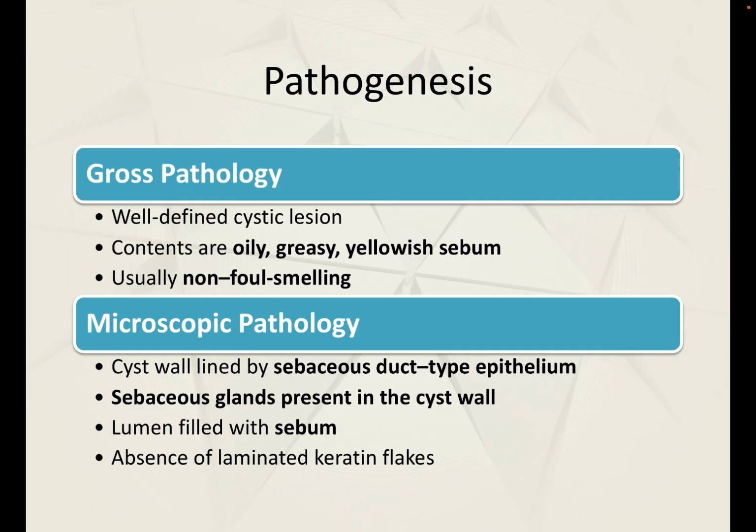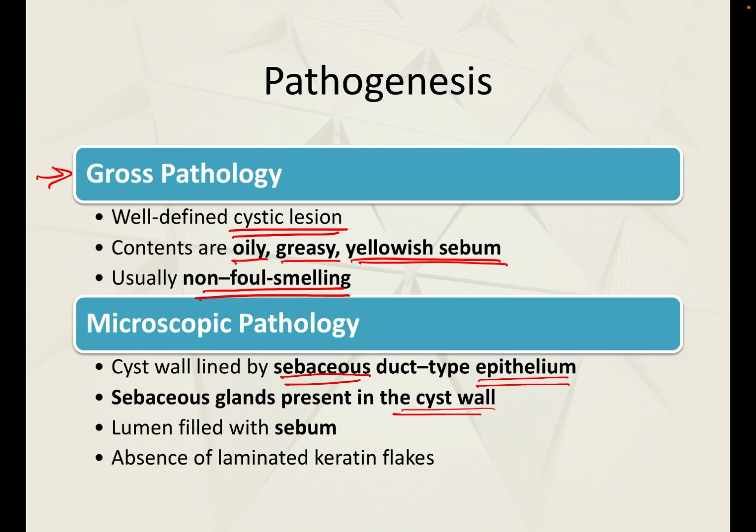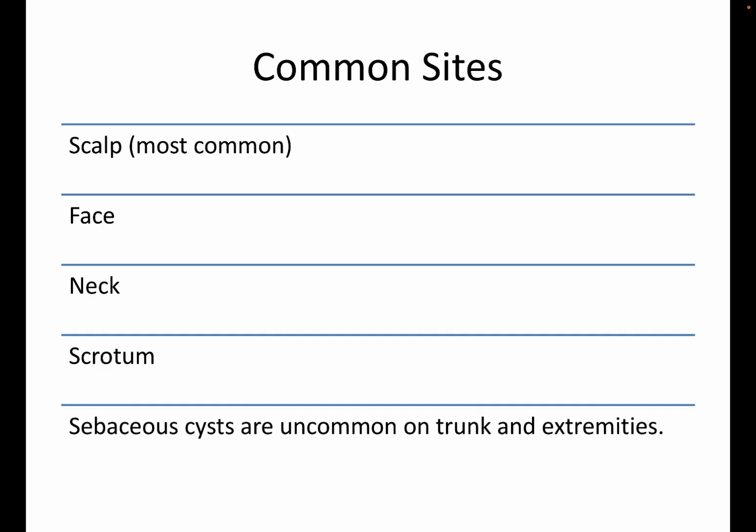What is the pathogenesis? Gross pathology will seem like a well-defined cystic lesion with the contents oily, greasy, and yellowish sebum, usually non-foul smelling. Microscopically, the cyst wall will be lined by sebaceous duct type epithelium, sebaceous gland is present in the cyst wall, and the lumen is filled with sebum. There is absence of laminated keratin flakes.